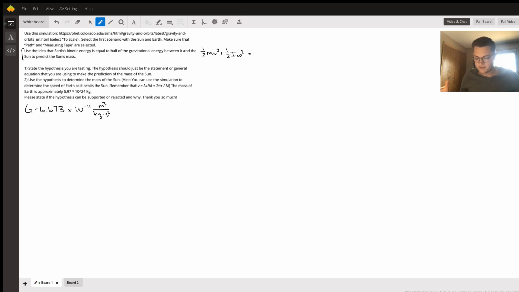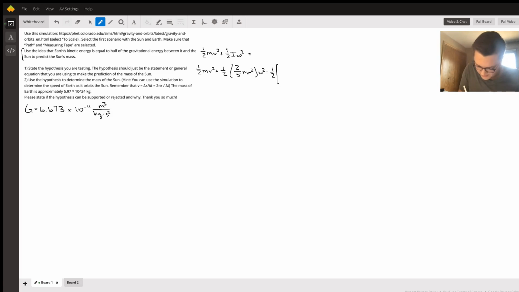Before we move on, let's just simplify right away. What is I? So I, we can approximate the Earth as a sphere, right? Really, it's an ellipsoid, but we can approximate it as a sphere. And for a solid sphere, the moment of inertia is 2/5 m r squared. Okay, and that's going to be equal to 1/2 of the gravitational potential energy.